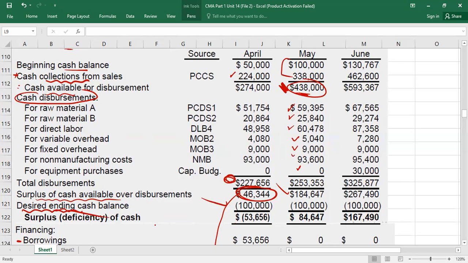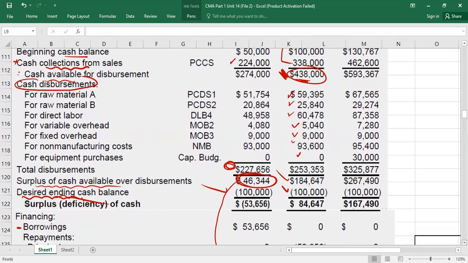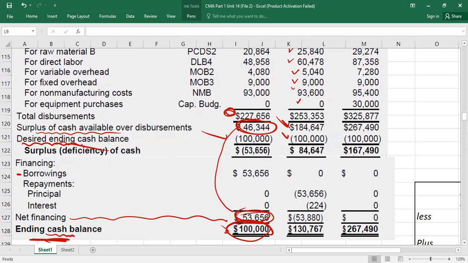Again, this information will be given in the question. What is the desired ending cash balance for the month of April? Let's assume again we have 100,000. We want to maintain that minimum value. So now guys, I'll take this surplus of cash available over disbursement minus the ending balance. I get a final surplus of 84,000. Now guys, you have a final surplus. So what are you going to do with this final surplus of cash?